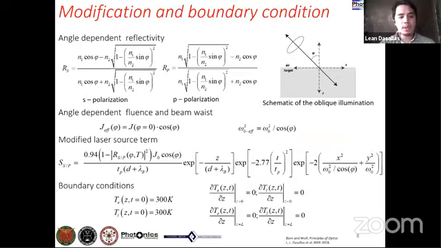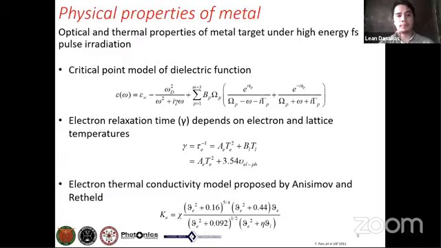So to do that, we just have to place in the angle-dependent reflectivity, which is given by Fresnel equation, and we modify the fluence and beam waist to take into consideration the changes in the beam waist. So basically, the laser source term will look like this, and along with the boundary conditions, we can now do the pulse laser ablation modeling.